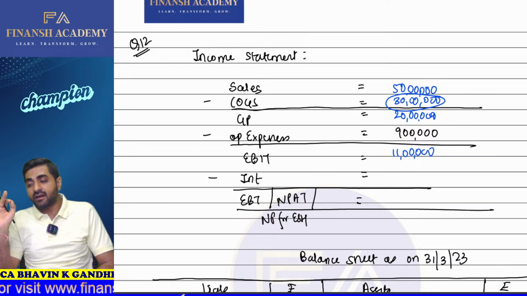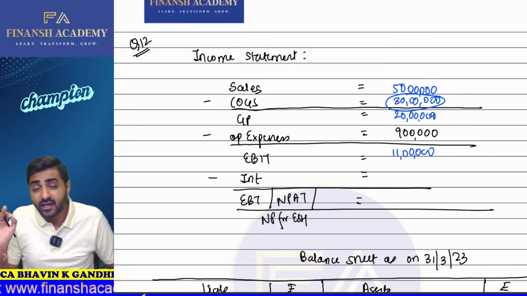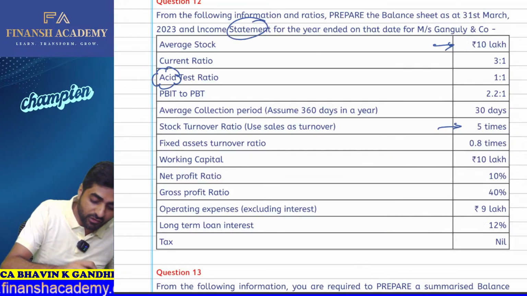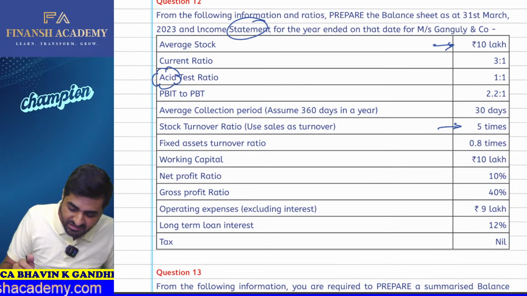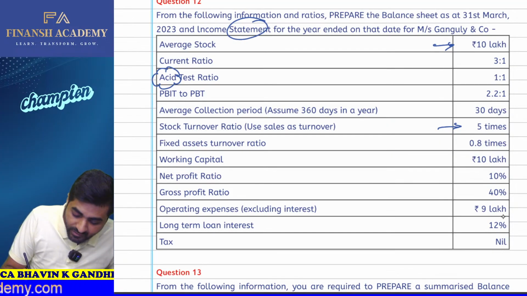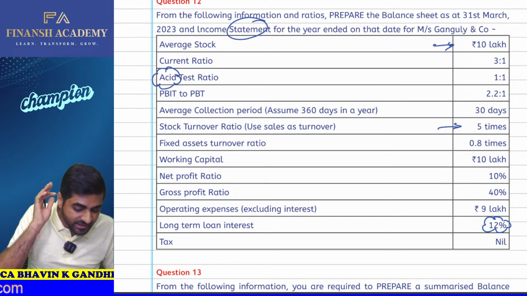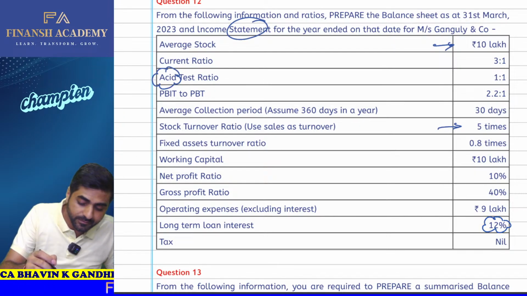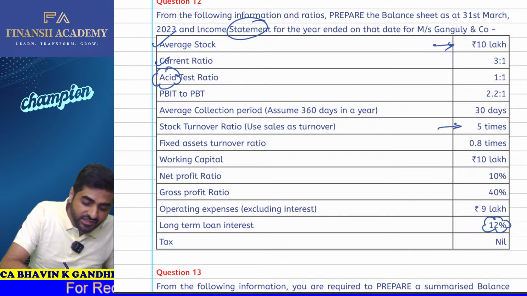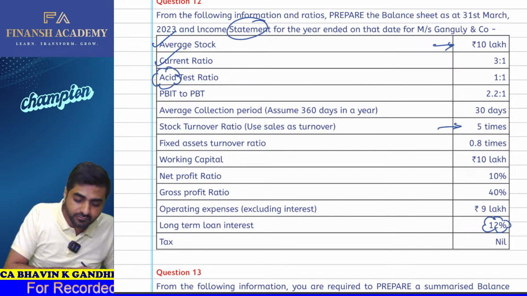And then, my dear students, we have to subtract the amount of the interest. Now, how will you calculate the amount of the interest? Do you have any debt in the capital structure? No. Till now, we don't have it. Okay, but there is a 12% rate of interest, so we'll wait for it. So average stock is done, current ratio is done.